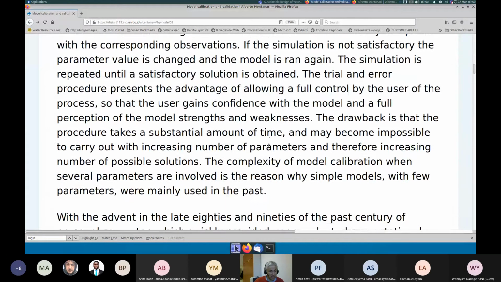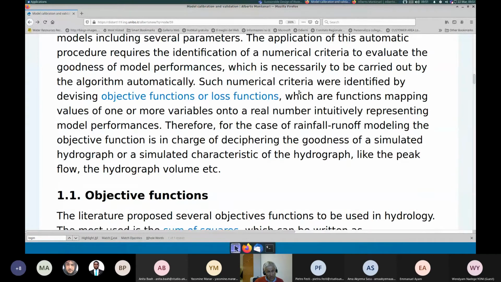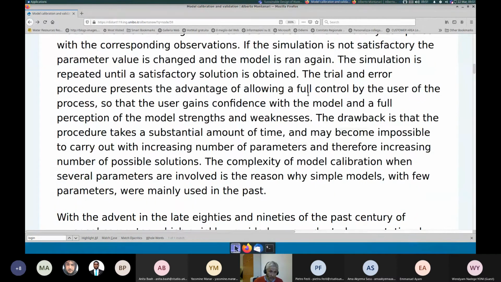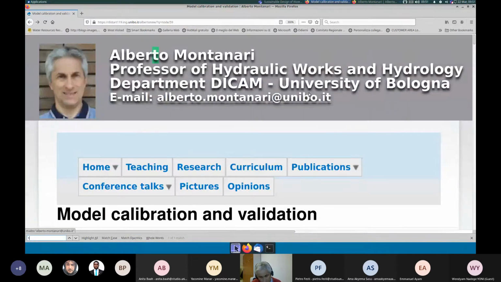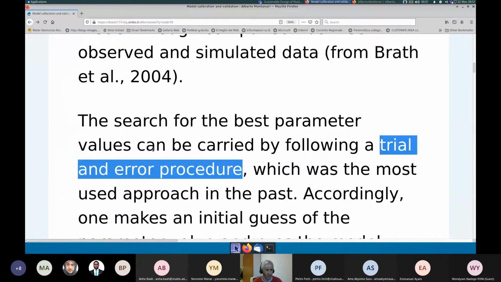Now, these techniques, optimization of model performances, fall into two categories. The first category is trial and error procedures. Let me increase the font. It was the most used approach in the past. It is what we used in our exercise.